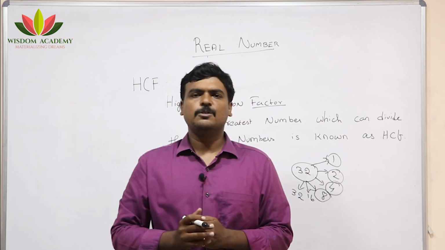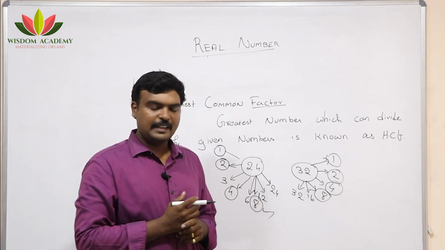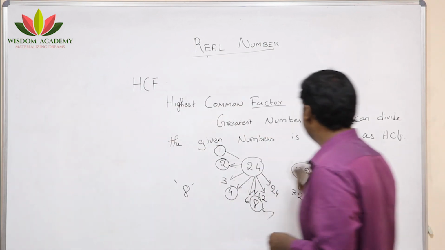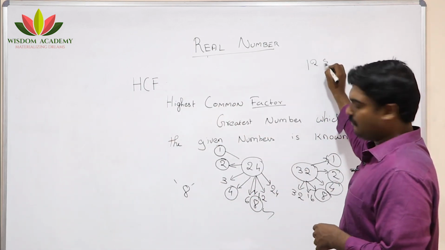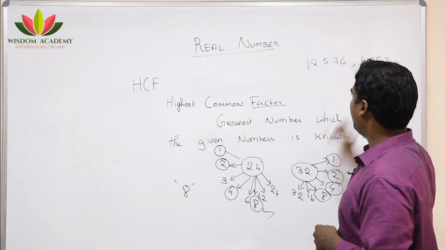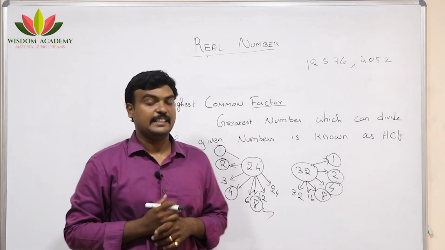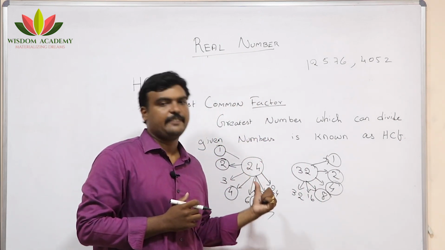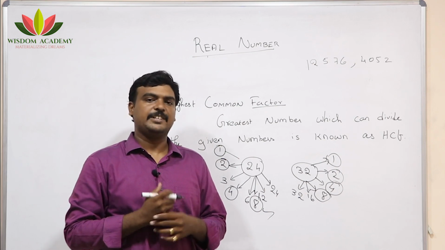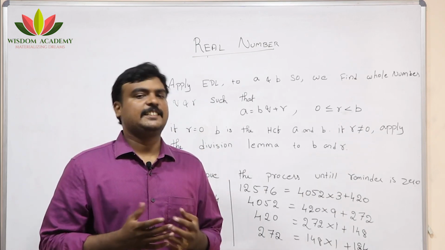Okay, now since it is a small number, I am able to find it in this method. Let us think of numbers like 12,576 and 4052. How to find the HCF of these two numbers in an easy way? Definitely this method can be done, but it will take some time. To reduce the time, Euclid division lemma gives an algorithm. Euclid division algorithm consists of 3 steps.